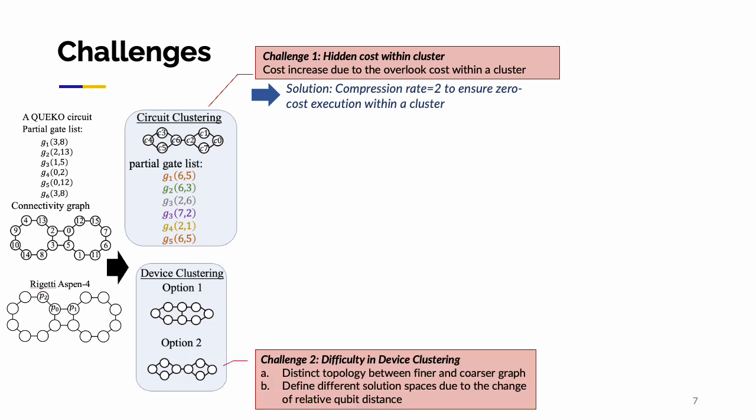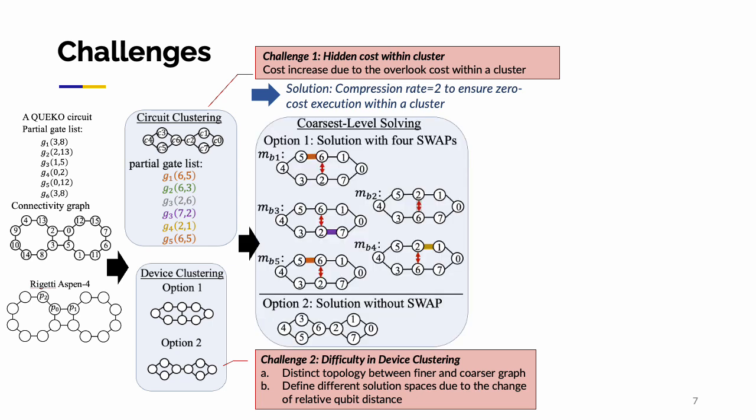The second challenge is the difficulty in device clustering. Because distinct topology between final and coarser graph defines the different solution space due to the change of relative qubit distance. So let's first take a look at what happens if we go ahead and solve at the coarser levels. The first option gives us a solution with 4 swap, while the second option gives us a solution without any swap. Why is that? It's because the second option has similar connectivity as the one that required by the circuit.